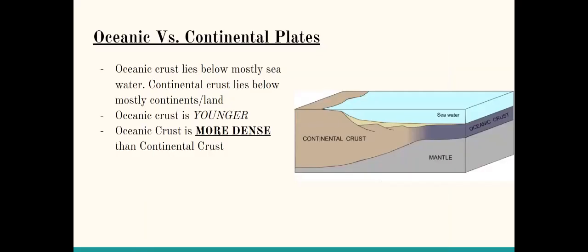One thing to keep in mind with all of this, especially for when we go to our first type of plate boundary, is that there's a difference between oceanic and continental plates. Oceanic plates are ones that hold mostly ocean on top of them, where continental crust holds mostly the land. And one key thing to remember is that oceanic crust is younger and it is more dense than continental crust. It is more dense, and that is going to be what we need to remember.